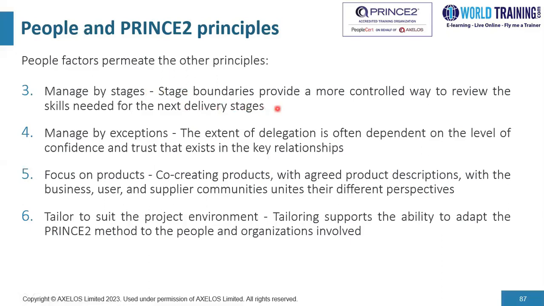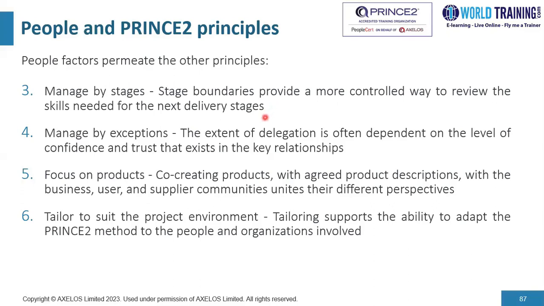Please keep in mind that at a minimum, in PRINCE2, you need 2 stages, the initiation stage and a subsequent delivery stage, but then you could have multiple delivery stages where you are engaging with multiple suppliers and different stakeholder groups. So as you come to the close of a particular stage, there's a need for us to review the skills needed for the next delivery stage. So that's the people factor embedded within the managed by stages principle.